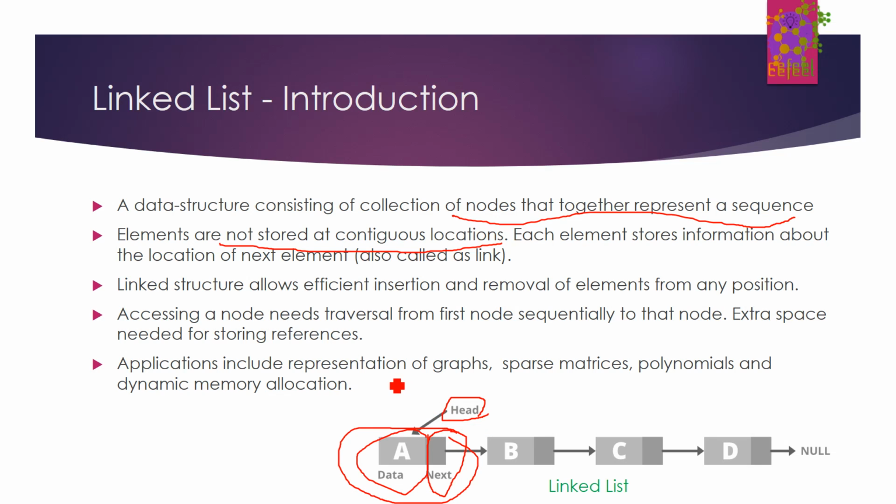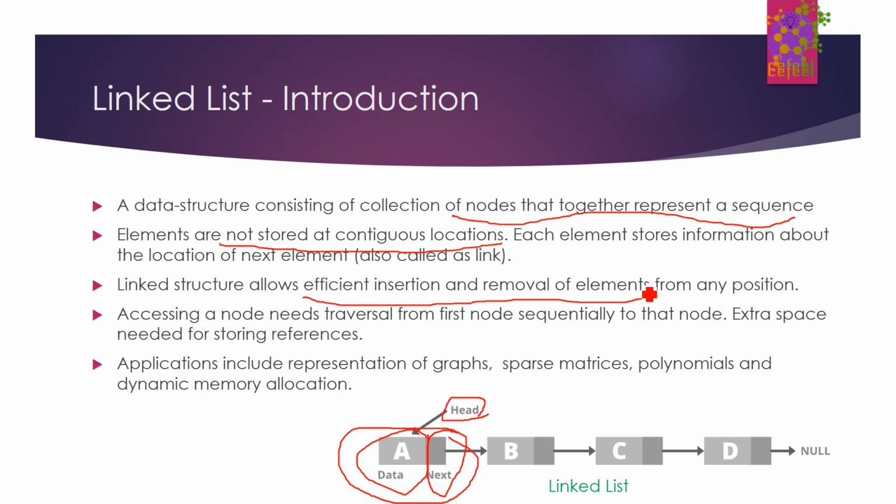The advantage of linked list as compared to the array is its efficient insertion and removal of elements. You can very easily insert and remove an element from any position. There's no need to swap or move elements to make space, as we need to do in the case of an array. However, there are some disadvantages as well.